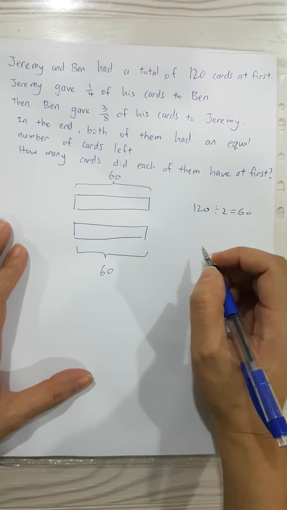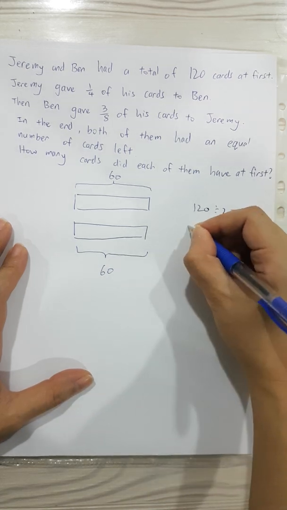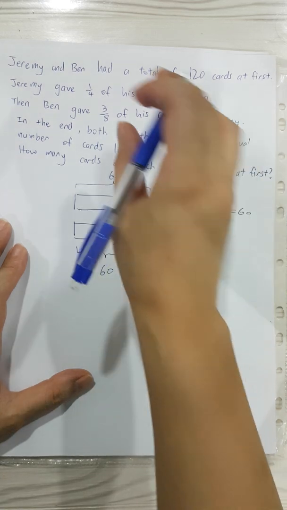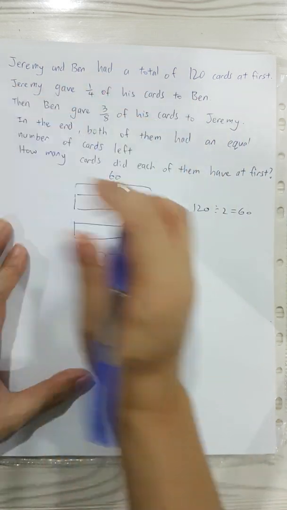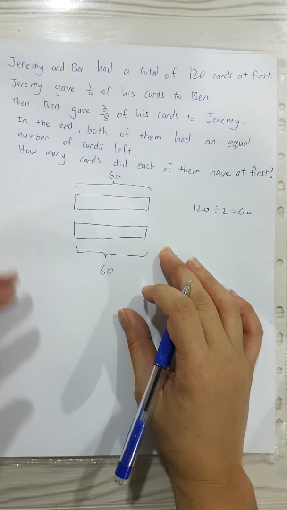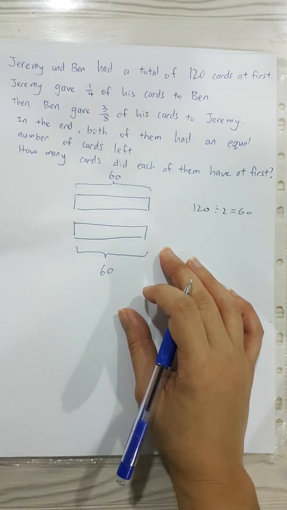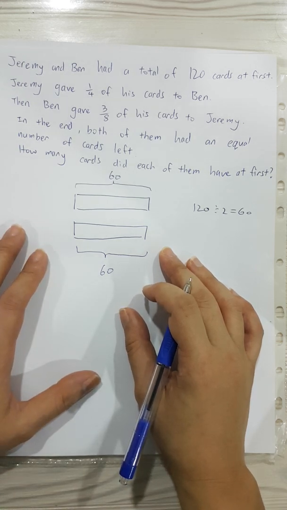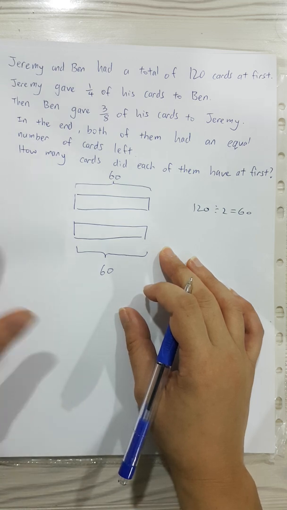Jeremy gave 1/4 of his cards to Ben. So when you have this kind of question, what you do is that you have the fraction together with the name. So let's call Jeremy's fraction 1/4 J and Ben's fraction 3/8 B. Okay, so J for Jeremy and B for Ben.